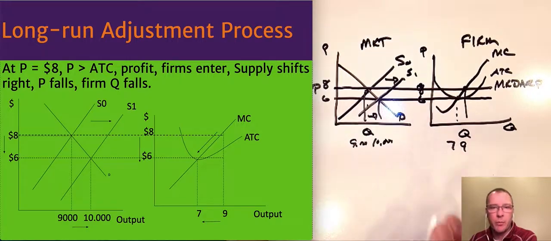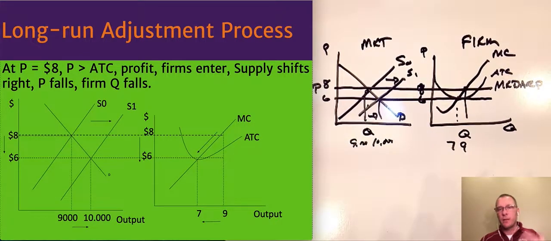So there's going to be more supplied in the market, but you as an individual firm producer, you're going to get less out of it. And that's that long run process that's showing you in this little graph. It looks more complicated than it probably is. Just think about it. If you see somebody else making money, you want to make money too.